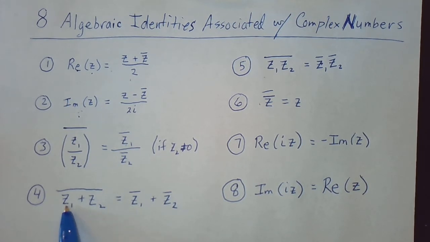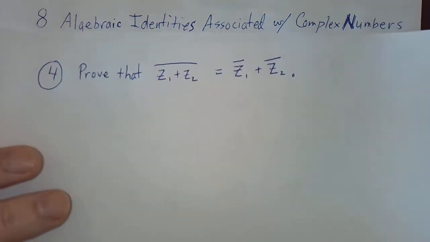It basically says that if you take the sum of two complex numbers, z1 and z2, and then take the complex conjugate, you'll get the same result as if you take the complex conjugate of both z1 and z2 and then add them together. So here we go.